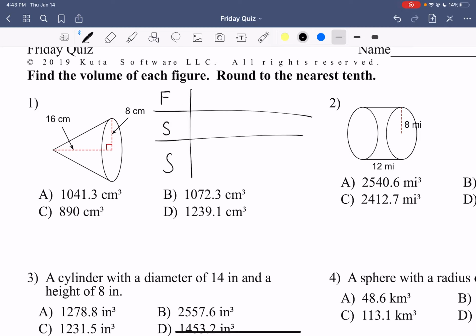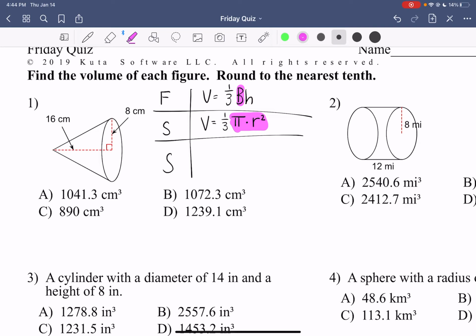So the formula for the volume of a cone is V equals 1/3 capital B times H. So when we go to our substitution, we know that capital B is the area of the base. So capital B, the area of the base, so we have 1/3 and then pi times radius squared. So that's going to be this portion right here.